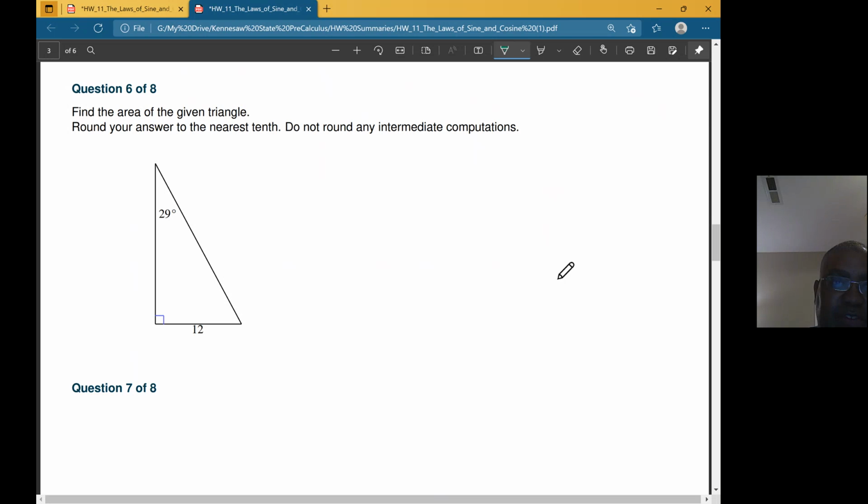Find the area of a given triangle. Area is equal to 1/2 base times height. All right, but we don't know the height. But we know that the tangent of 29 degrees is equal to 12 over height. So a little bit of algebra. Height is equal to 12 over tangent of 29 degrees.